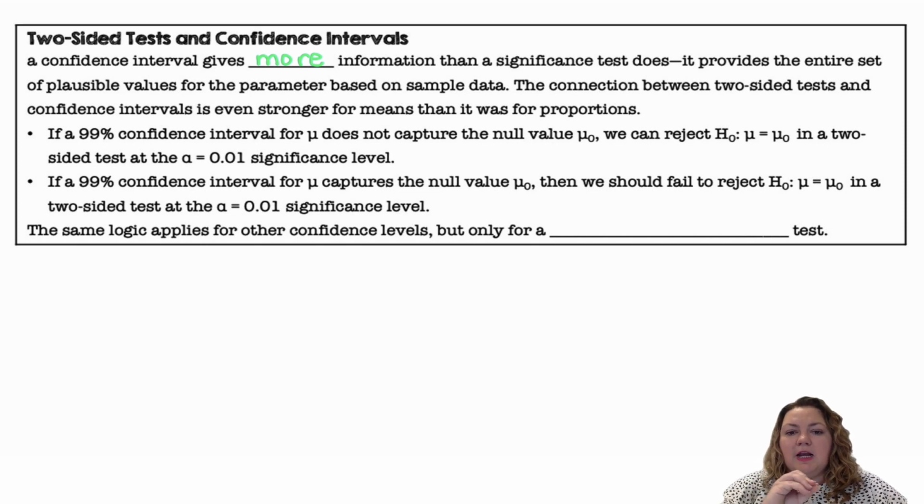So you can see that the 99% confidence level and the 0.01 significance level, those come together to make 100%. If a 99% confidence interval for mu captures the null hypothesis, then we should fail to reject the null hypothesis in a two-sided test at an alpha of 0.01. The same logic applies to other confidence levels, but only for a two-sided test. Okay, so if it was a 95% confidence interval, then my alpha, my significance level, would be 5%, 0.05.